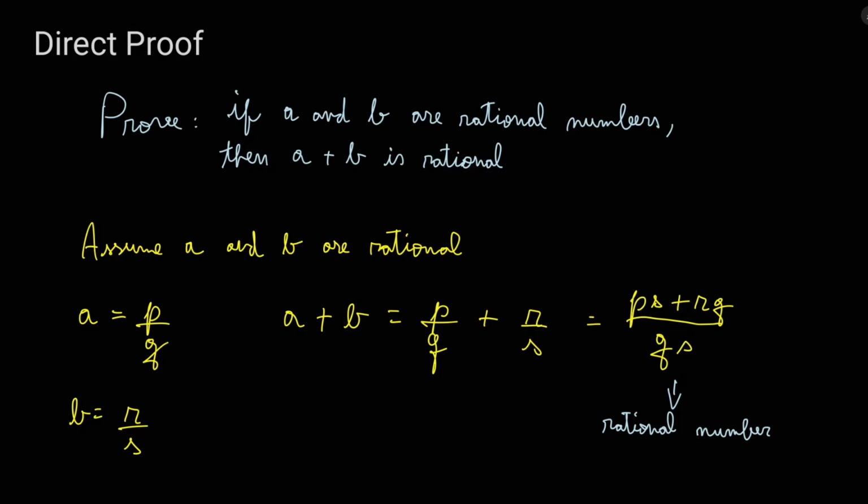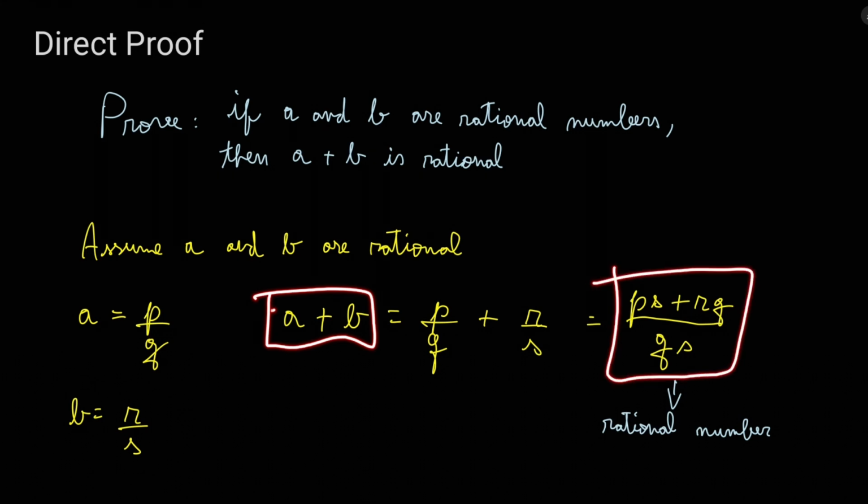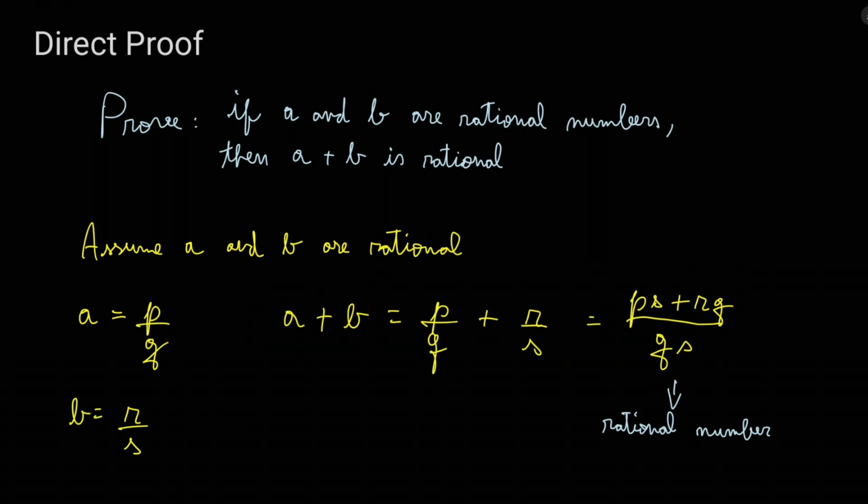So if a is a rational number and b is a rational number, it follows that a plus b must also be a rational number, which is precisely what we wanted to prove. As I said before, a direct proof is usually the simplest method when it works, but not all statements can be proven directly, so that's when we consider other strategies like contraposition or contradiction. But when the path is clear, do go direct.